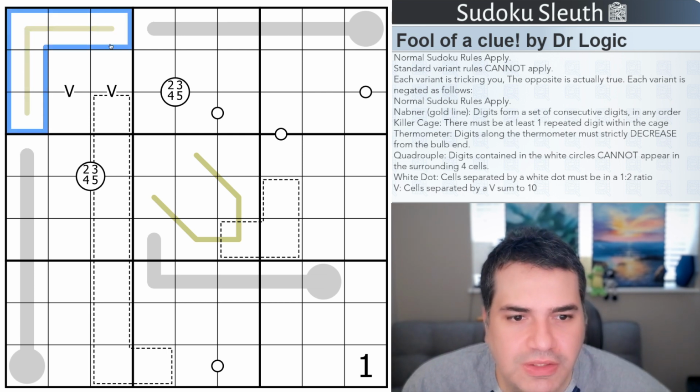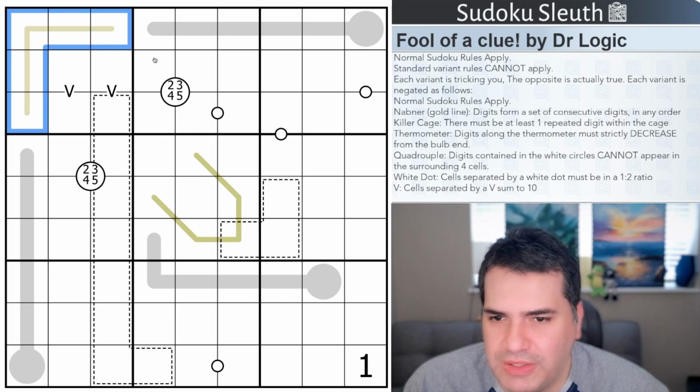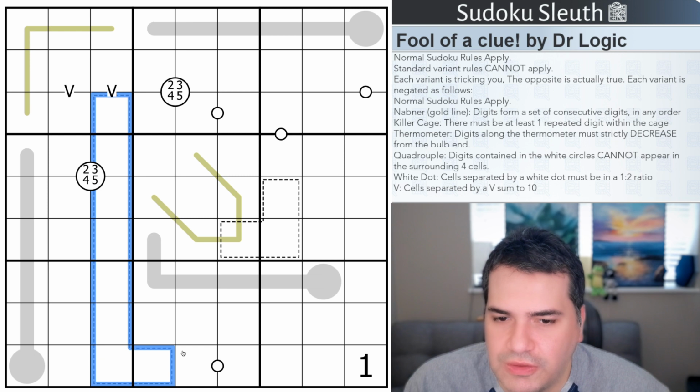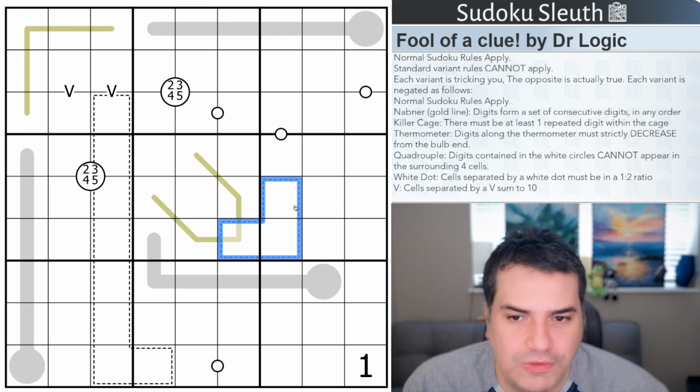Next, we have the killer cage. There must be at least one repeated digit within the cage. So I don't know if I want to sort of explain this, but normally killer cages, which you can see, are here and there. The normal variant rule is that none of the digits can repeat inside the cage. Here it's telling you explicitly that one of the digits must repeat. I'm not going to say too much more about that.